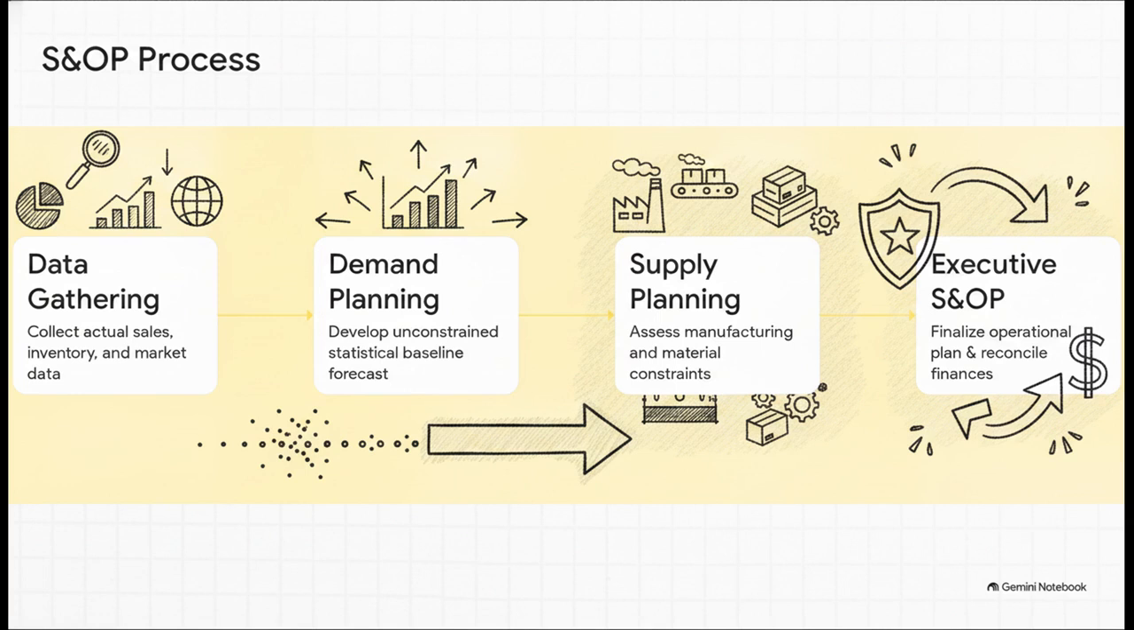Step 1 is data gathering. Literally just collecting the actual sales and market data. Step 2 is demand planning, where you develop that unconstrained baseline forecast we were just geeking out about. Step 3 is supply planning. This is where you look at cold, hard reality. What are our actual manufacturing, storage, and material constraints? And finally, step 4 is executive S&OP, where leadership steps in, finalizes the operational plan, and reconciles any financial gaps. It's how raw actuals transform into a unified battle plan.